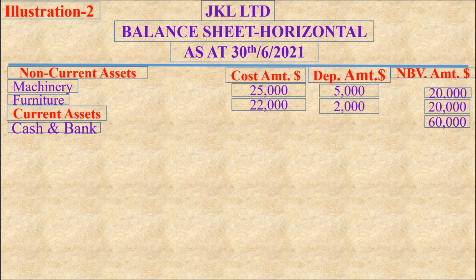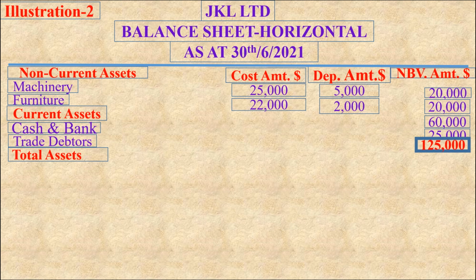I would like you to see where the difference is between this format and the other one, which is vertical. Then the next item is trade debtors, whereby we have 25,000, and then we sum up all those items, which are both non-current assets and current assets in nature. The total translates to 125,000.